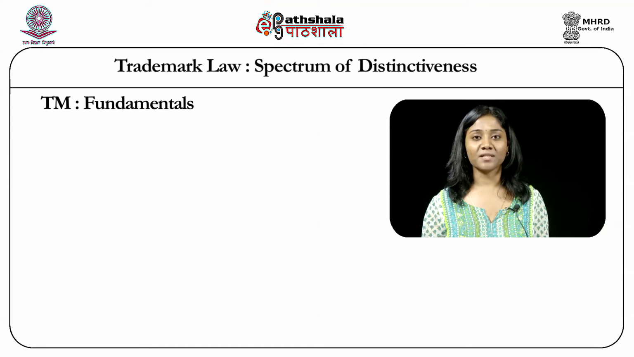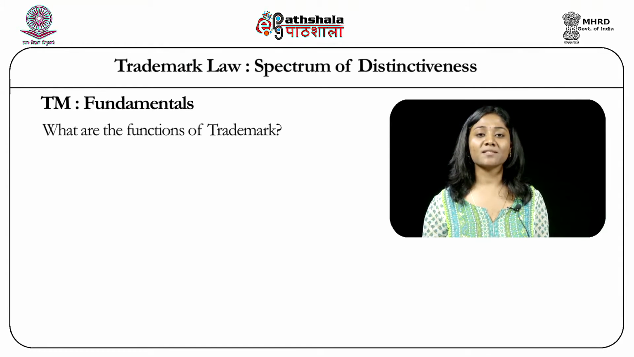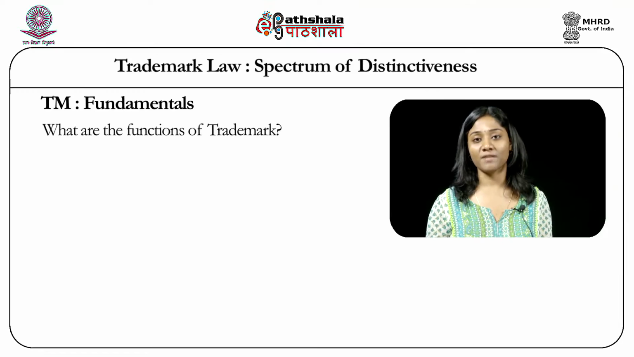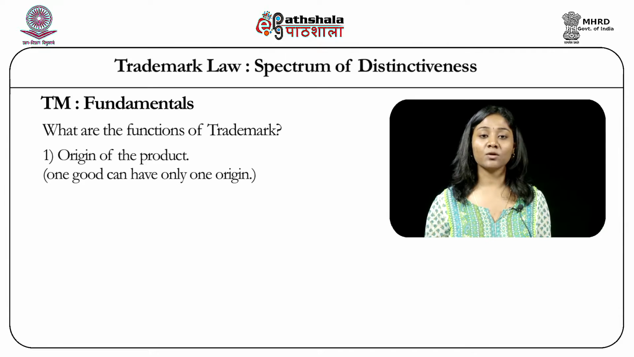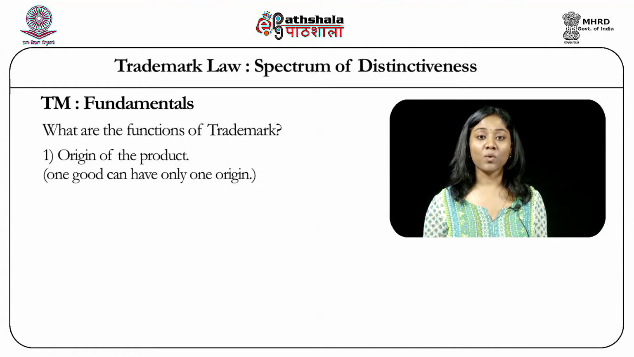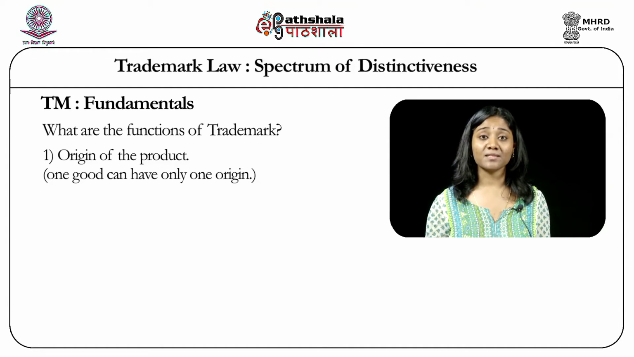Let's begin with some fundamentals first. A trademark as such needs to have a notional function. The function essentially is to mark the source of the good. So if we are to explain the functions of a trademark, they are firstly to indicate the origin of the product. That is, one good can have only one origin, that's the presumption.